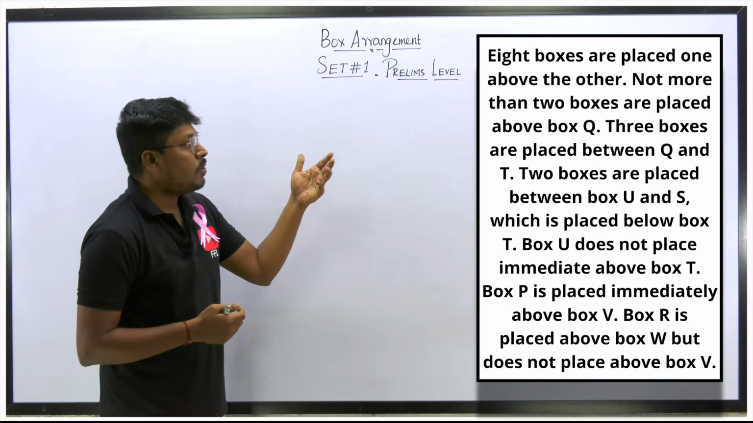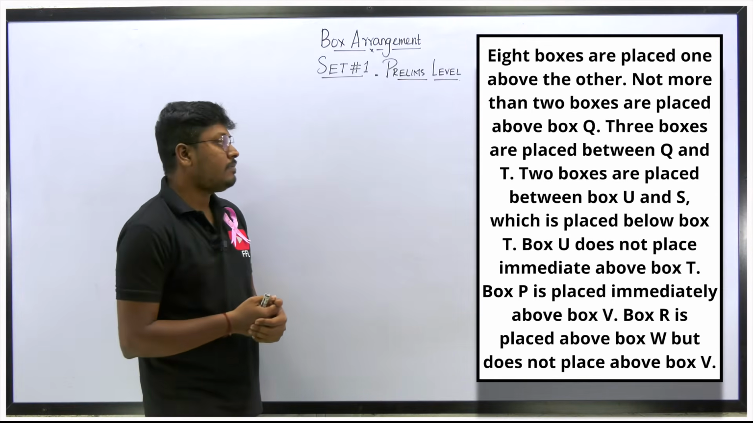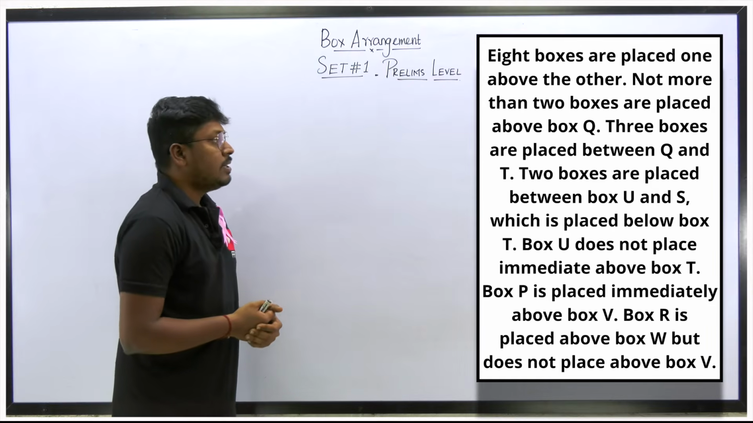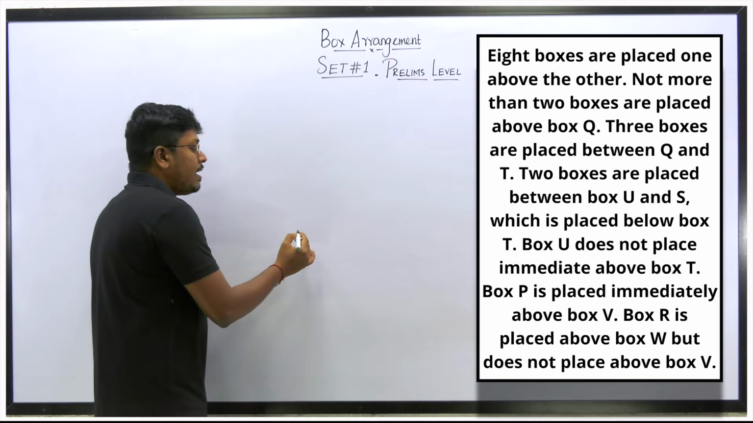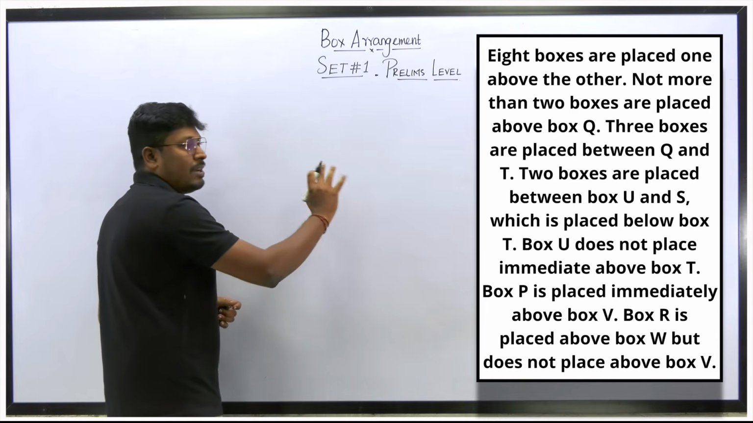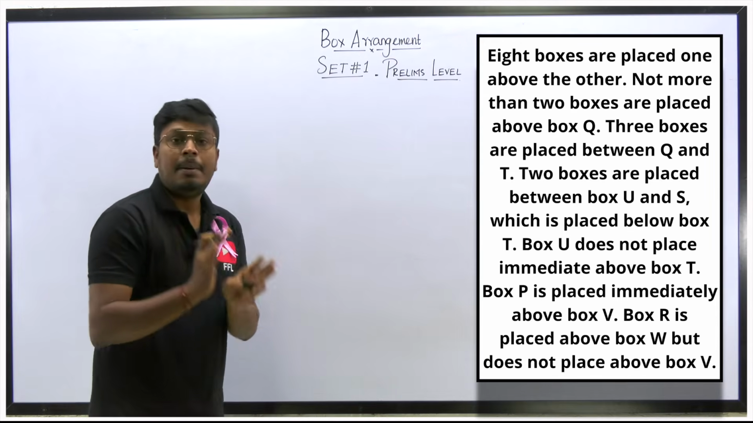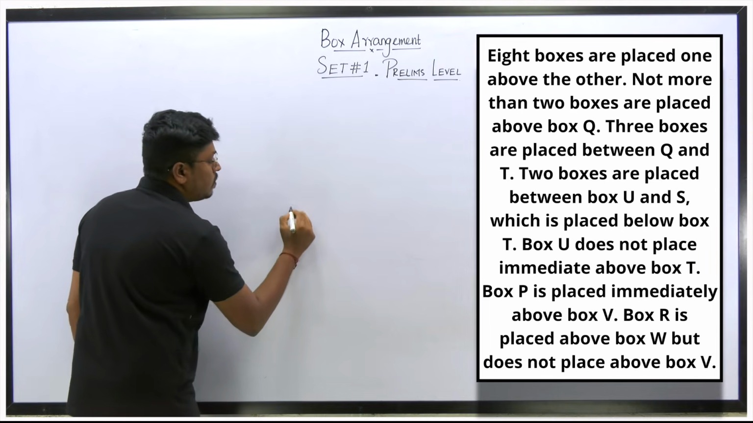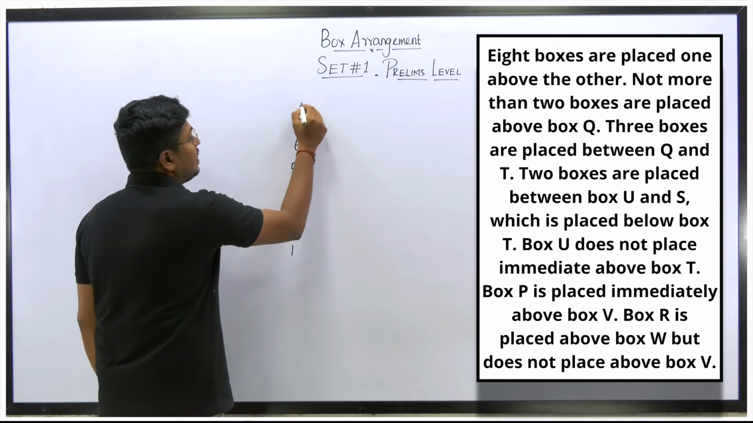Now let me move on to the first set of box arrangement questions. 8 boxes are placed one above the other. So totally there are 8 boxes. It is completely based upon boxes, so box 1, box 2, box 3, etc., or else box A, B, C, etc. But what you need to do is put the numbers here: 1, 2, 3, 4, 5, 6, 7, 8.